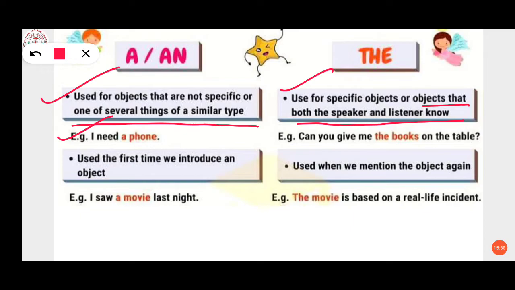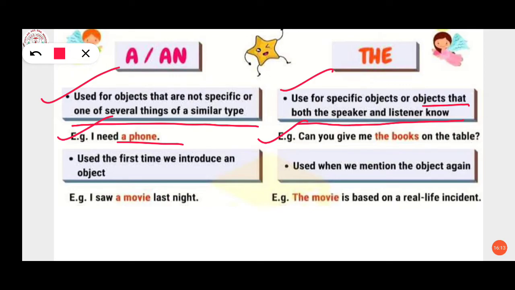I need a phone. Here the object we are talking about is a phone, which is very important nowadays for all of us. So the example is, I need a phone. Another example is given: can you give me the books on the table? It means I know about the books that are on the table, and you also know about the books on the table. That's why I said, can you give me the books on the table.